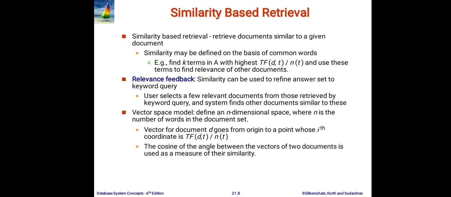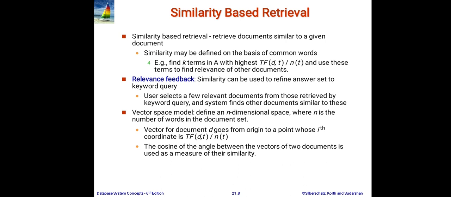So that is similarity based retrieval, which will help you find the common keyword in multiple documents. This is based on the common words, as I told you. This similarity will be used to refine the answer set on the keyword query. It means we select a few relevant documents, which in turn will help find the other documents, and this is done by the system and not by us. So basically you can see that we find k terms in A with the highest term frequency.